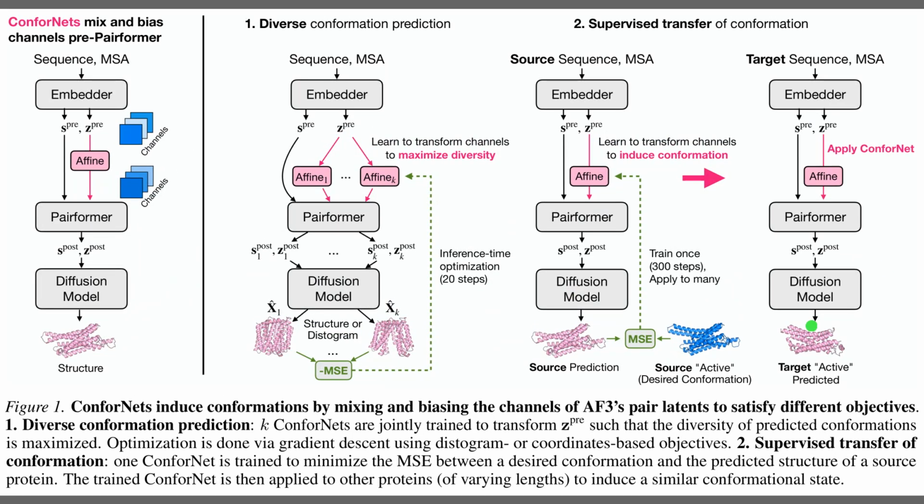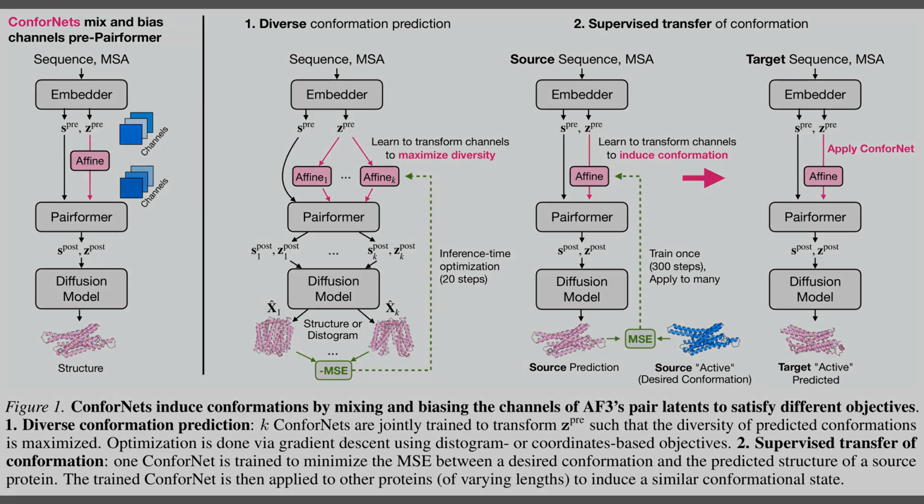Well, Figure 1 illustrates how these ConforNets operate within the OpenFold 3 architecture. The leftmost section shows the core mechanism, which applies a channel-wise affine transform to the pair latents before the pairformer, which is the component that learns complex protein interactions. This affine transform is a simple operation that scales and shifts internal data, helping the model explore different shapes. The middle and right sections detail how this enables diverse prediction and supervised transfer, which can induce a specific biological state across an entire protein family.